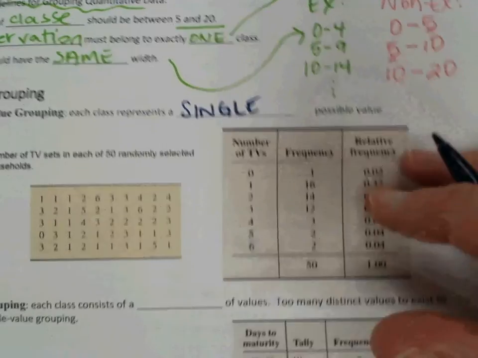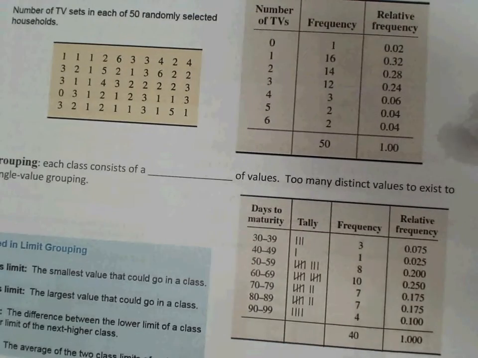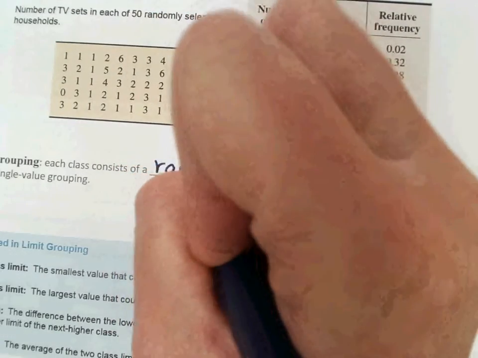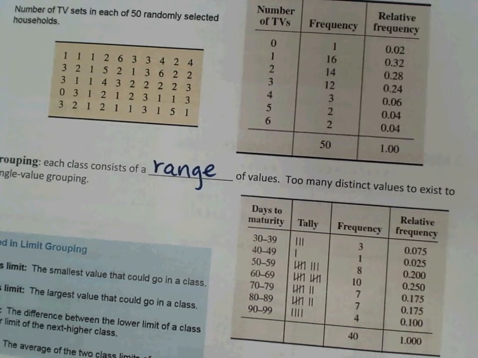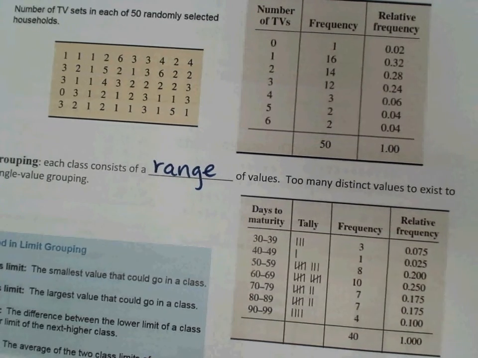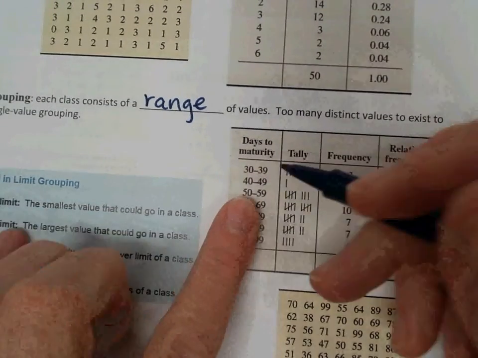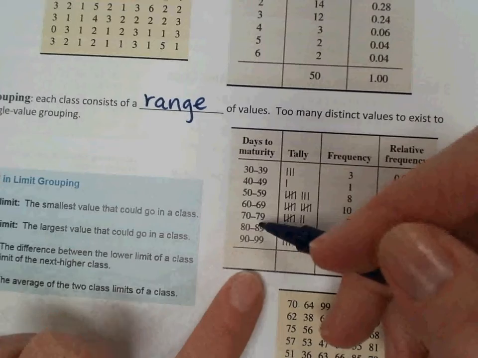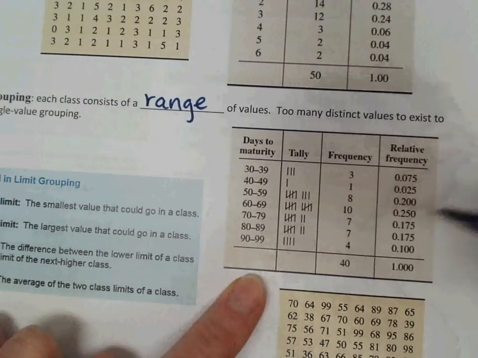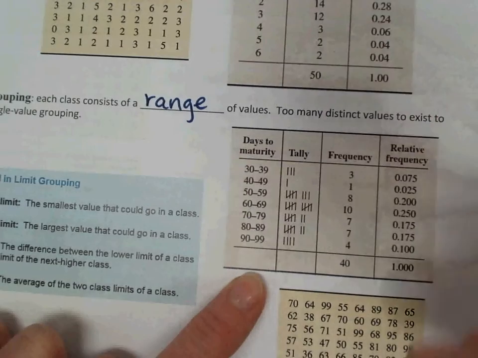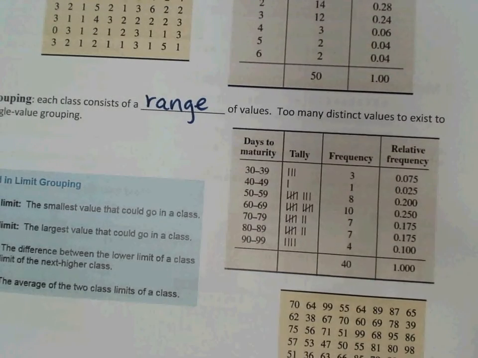Great. Okay, so limit grouping then is just slightly different because each class consists of a range of values. We're simply giving names to things we're already familiar with. We're familiar with seeing a frequency distribution where we have a range of values. Yes, nod your heads if you agree. You're used to seeing this kind of thing. We're just giving that particular name called limit grouping.